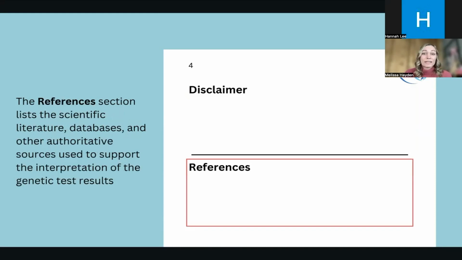The references section lists the scientific literature, databases, and other authoritative sources used to support the interpretation of the genetic test results. This could include research studies, clinical guidelines, or publicly available genetic databases like ClinVar or HGMD. By providing these references, the section ensures transparency and allows healthcare providers to access the original sources of information that inform the classification of those genetic variants, and this helps offer additional context or evidence for clinical decision making.